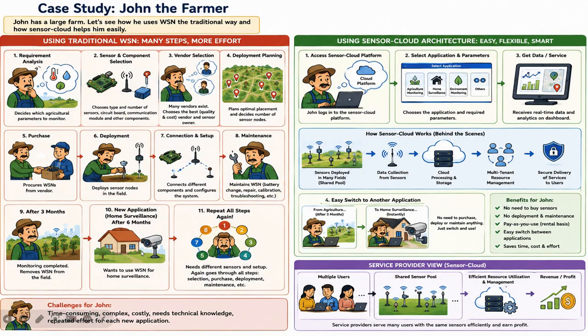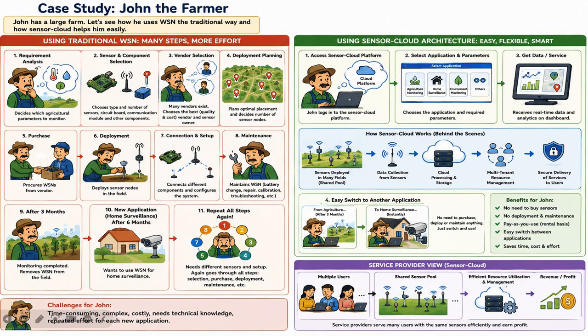Then 6 months later, John wants to use the system for home surveillance. Since this application requires different sensors and configurations, he must again repeat almost all the previous steps, including the sensor selection, purchasing, deployment and maintenance. So this process is time consuming, expensive and requires technical knowledge.